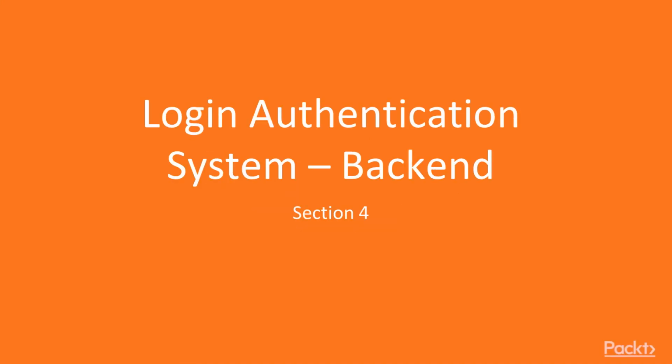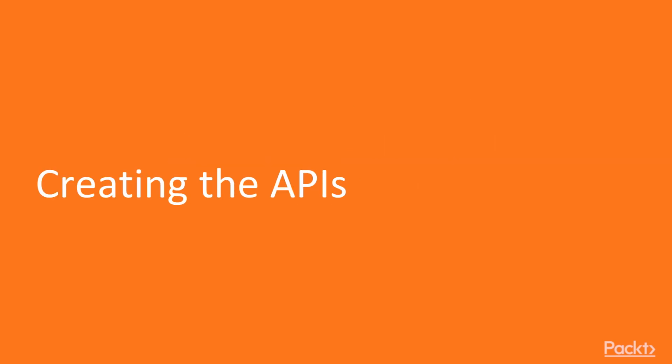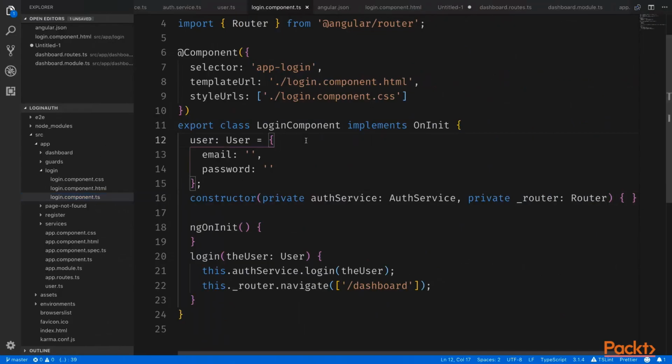In this section, we will continue building our login authentication system. In this video, we'll start off by creating some APIs. So we have our Angular application and we want to build the backend. I'll start off by creating some new folders.